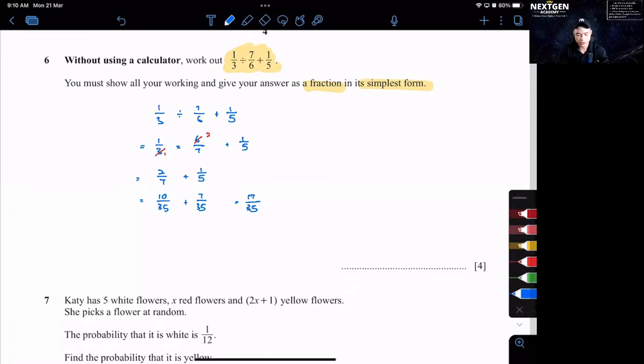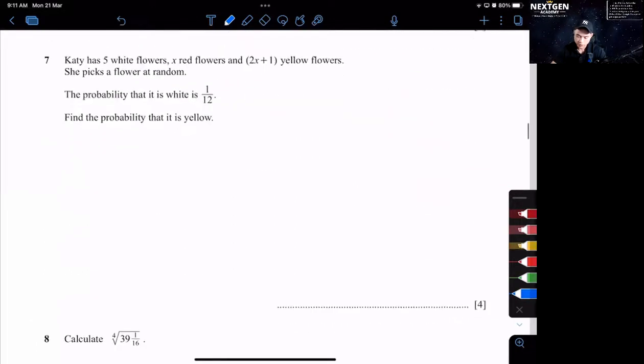Can I simplify this? I don't think so. You can just use your calculator to double check it. So this is the most simplified form already. They want it as a fraction, so make sure you don't write it in decimal. If you use a different calculator where the first value comes out as a decimal, make sure you know how to press the buttons to convert it back to a fraction. All right, so this is question number 6.